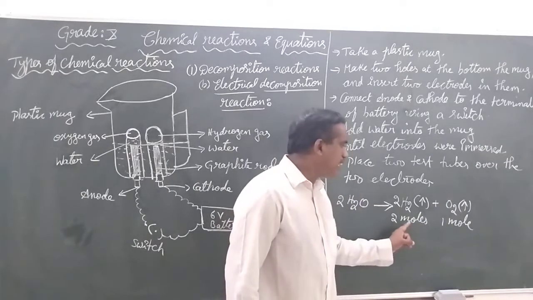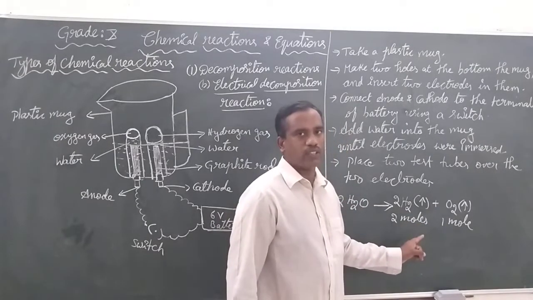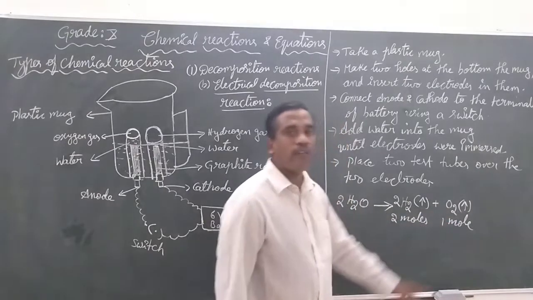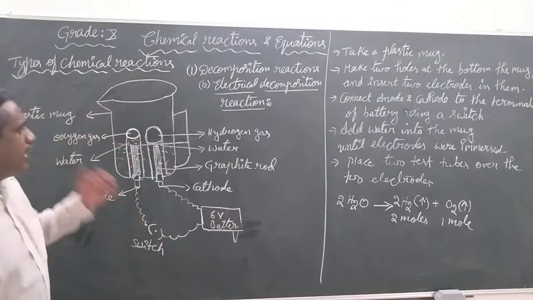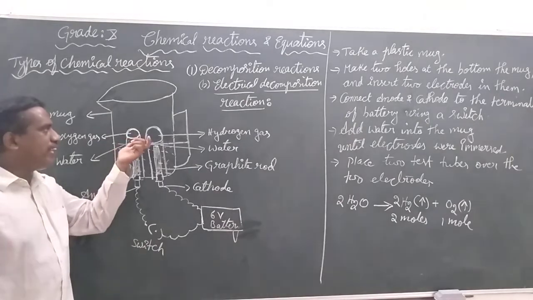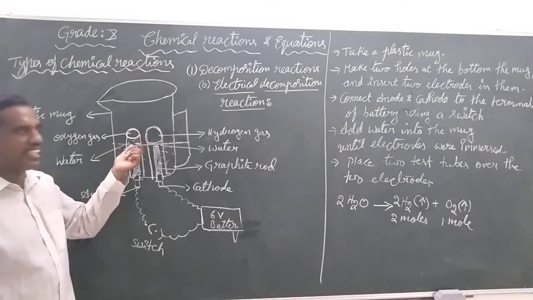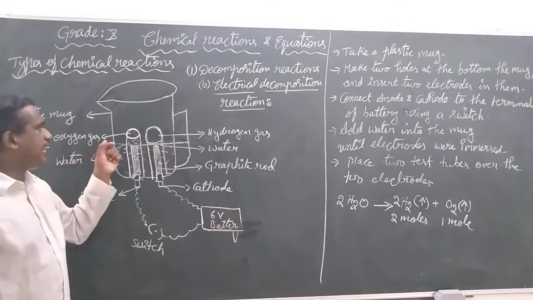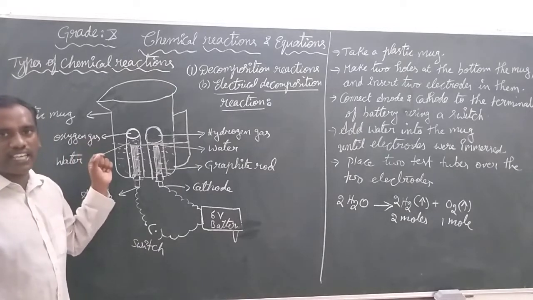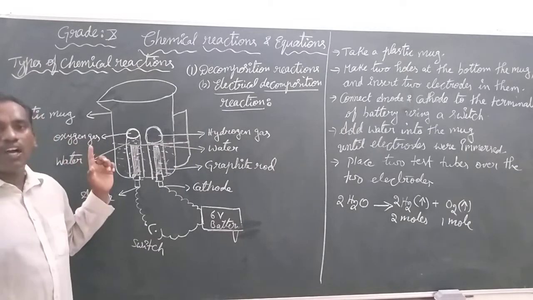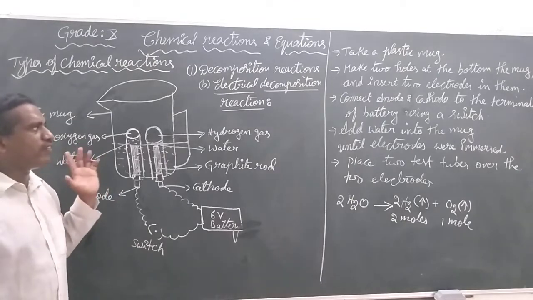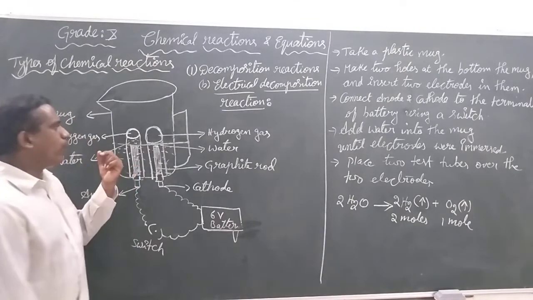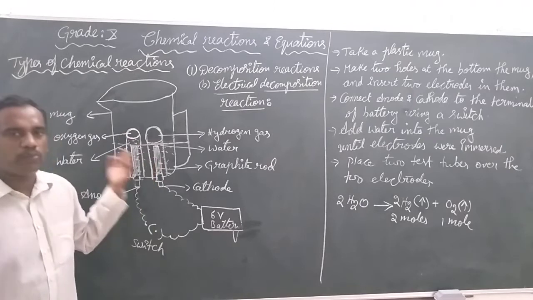We can find 2 moles of hydrogen gas and only 1 mole of oxygen gas. Means the one which has more gas collected is hydrogen gas, and the one that has less gas collected is the oxygen gas. So this is the confirmation of why there is more gas in one test tube than in another test tube.